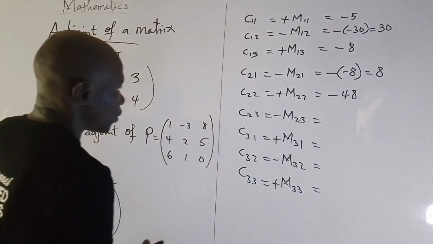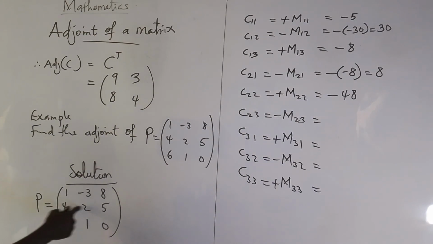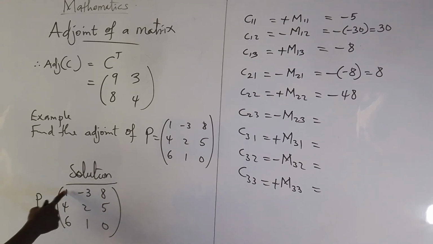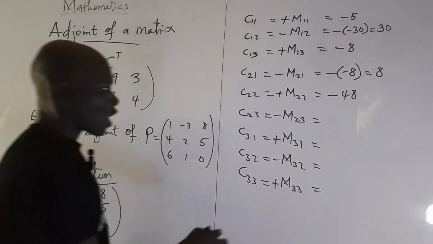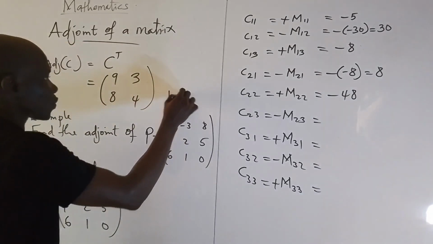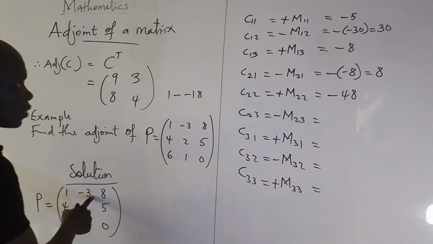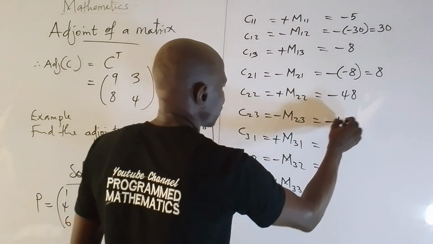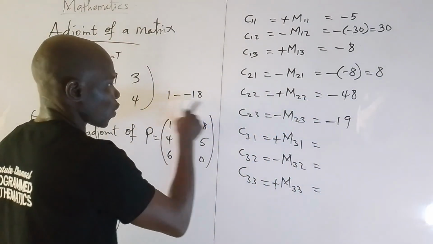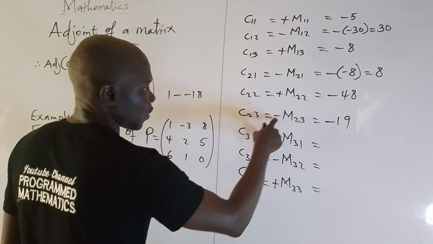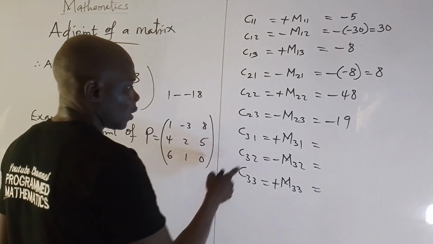Then M23. That is second row, third column. 1, minus 3, 6, 1. 1 times 1 is 1. 6 times minus 3 is minus 18. So we have 1 minus minus 18. Okay, 1 plus 18, that is 19. So M23 is 19, and because of this minus, this is going to be negative there.